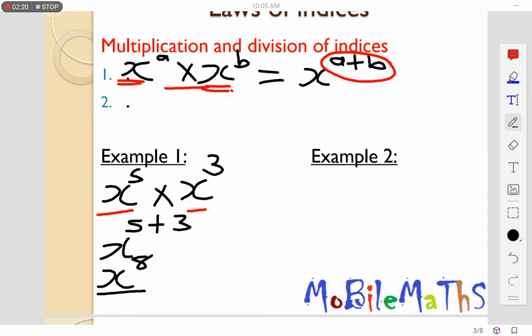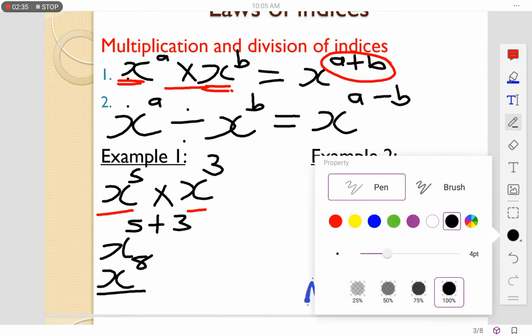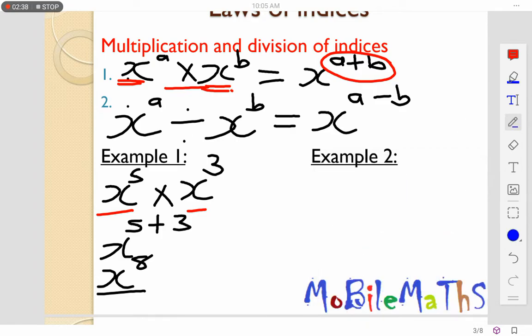Let's look at another one. We can have indices of division. x to the power of a divided by x to the power of b. This will result in x to the power of a minus b. So whenever we have indices that are dividing each other, and their base is the same, please take note, when their base is the same, we simply subtract their powers.